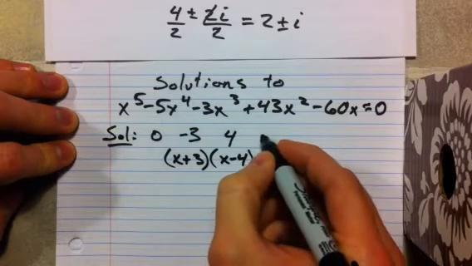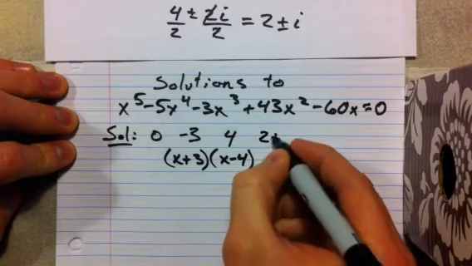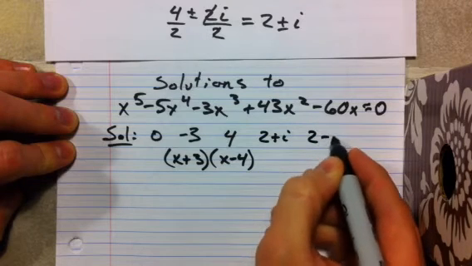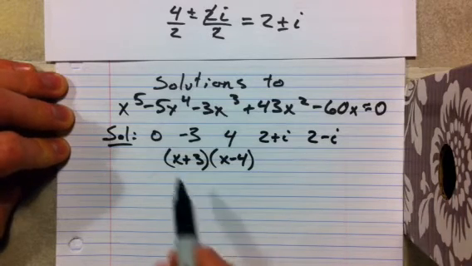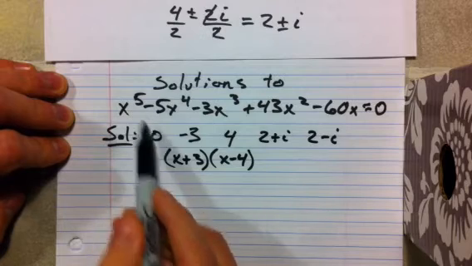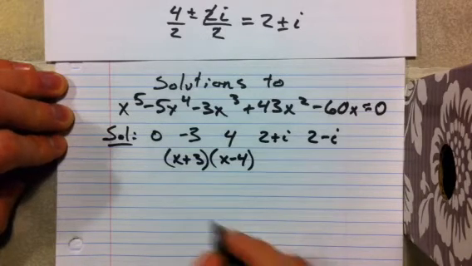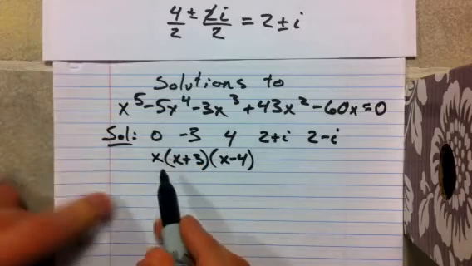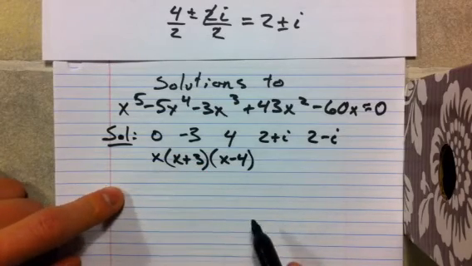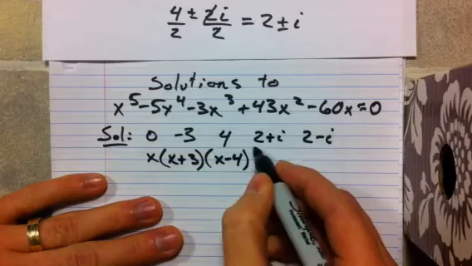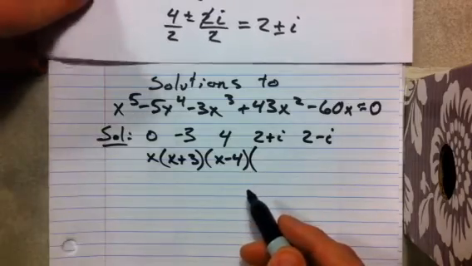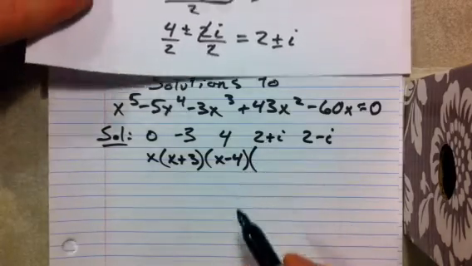And then 2 plus i and 2 minus i came out of the solution. So again, degree 5, so we have 1, 2, 3, 4, 5 solutions. And in factored form you have the x, and typically we write it with what we had before we got the 2 plus i and 2 minus i.